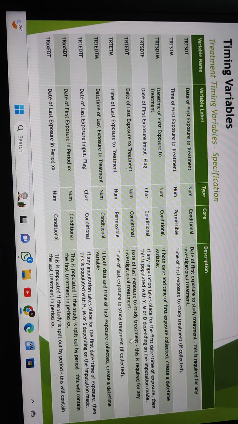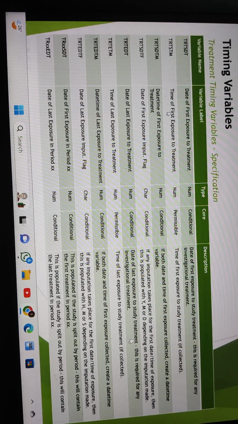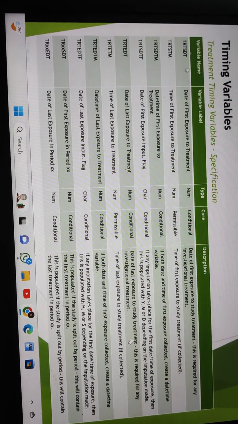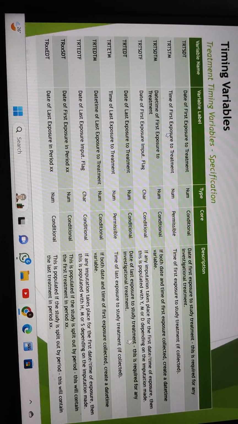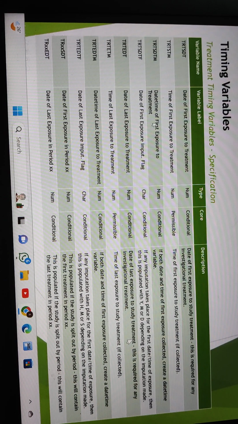So these are the treatment variables. We can say TRTSDT. It is nothing but the treatment start date. TRTSTM, the treatment time. What is the time of the treatment? This is the date and then this is the time. Again, the TRTSDTM. It is nothing but date and time. If you can see here, very detailed date and time is captured. When it was taken and what is the time of taking, the date and time.